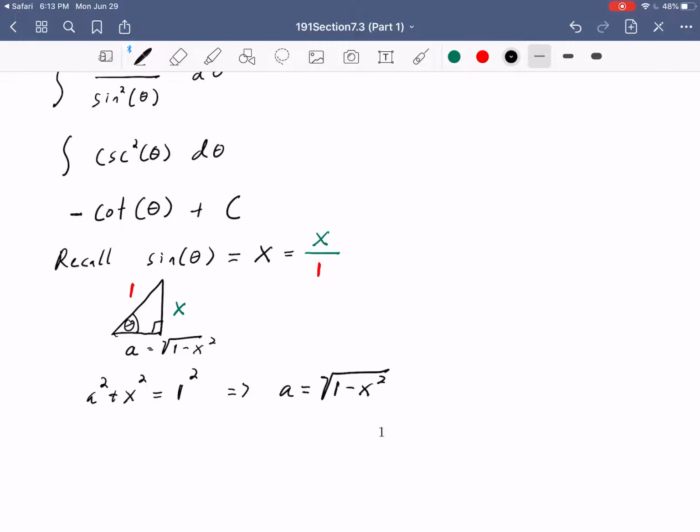Okay, so why does this triangle help us? Well, what did we want in our answer? We wanted cotangent of theta. What is cotangent? Well, tangent is your opposite over your adjacent. So cotangent is your adjacent over your opposite.